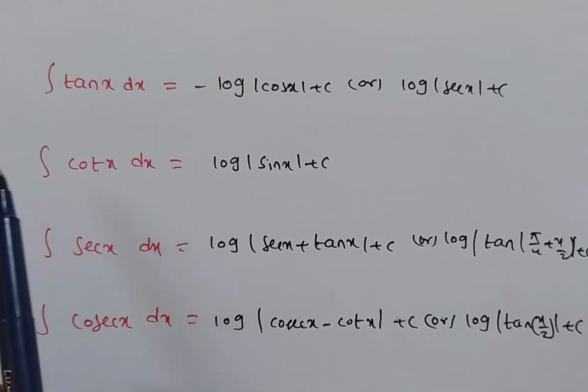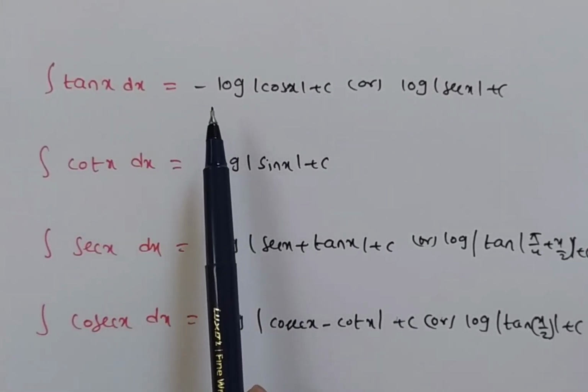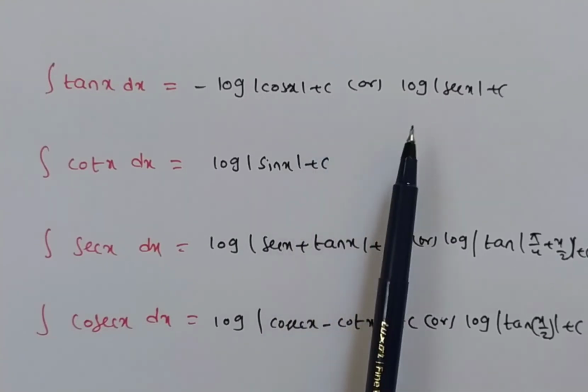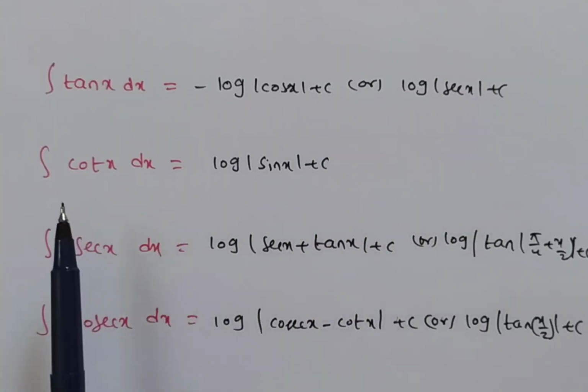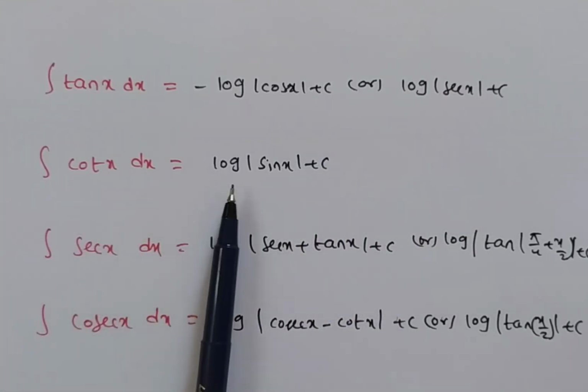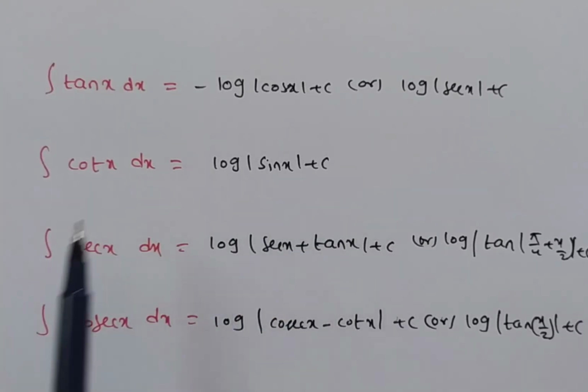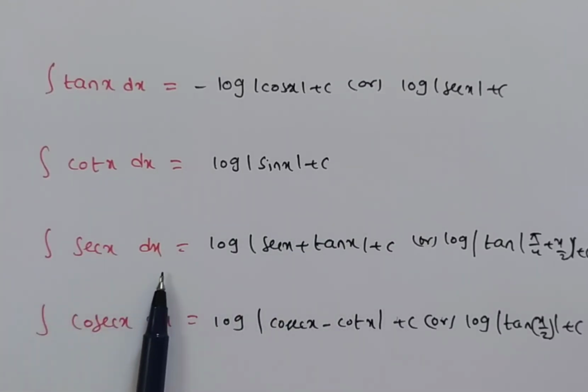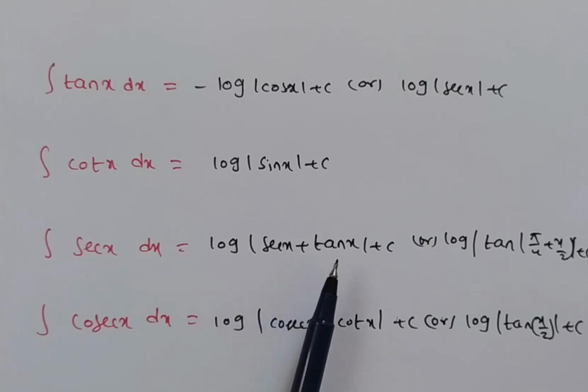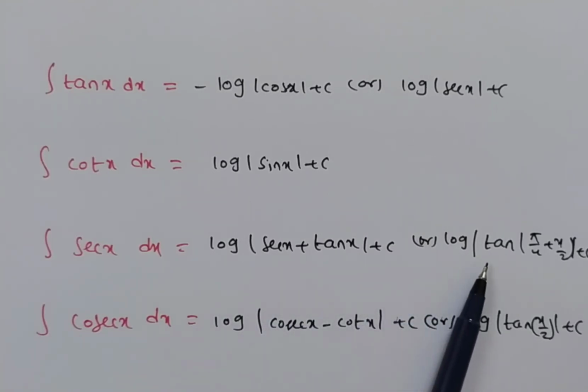So integral of tan x dx is equal to minus log of cos x plus c, or log of secant x plus c. Integral of cot x dx is equal to log of mod sin x plus c. Integral of secant x dx you can write as log of secant x plus tan x plus c, or log of tan of pi by 4 plus x by 2 plus c. And finally we have integral of cosecant x dx, that is log of mod of cosecant x minus cot x plus c, or log of tan x by 2 plus c.